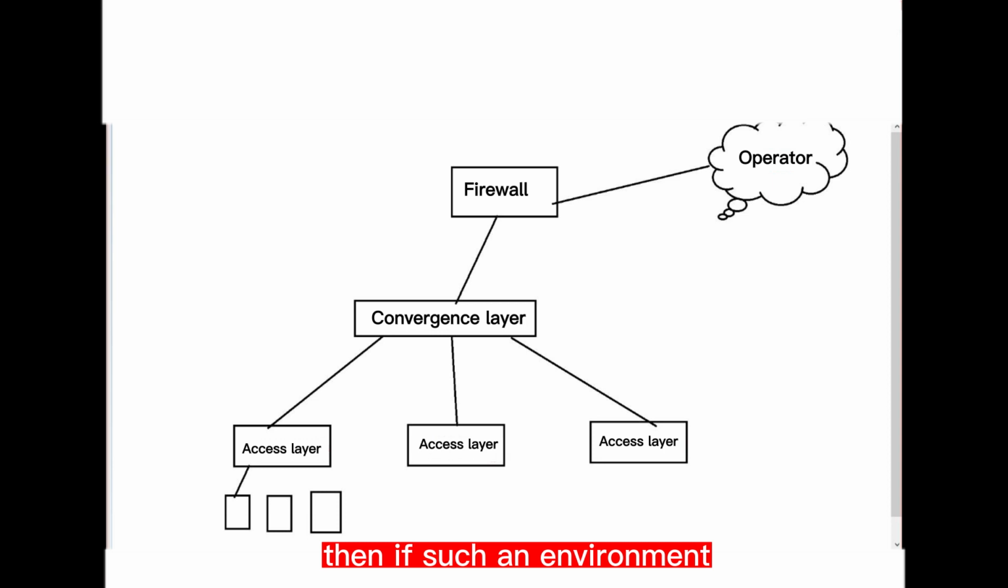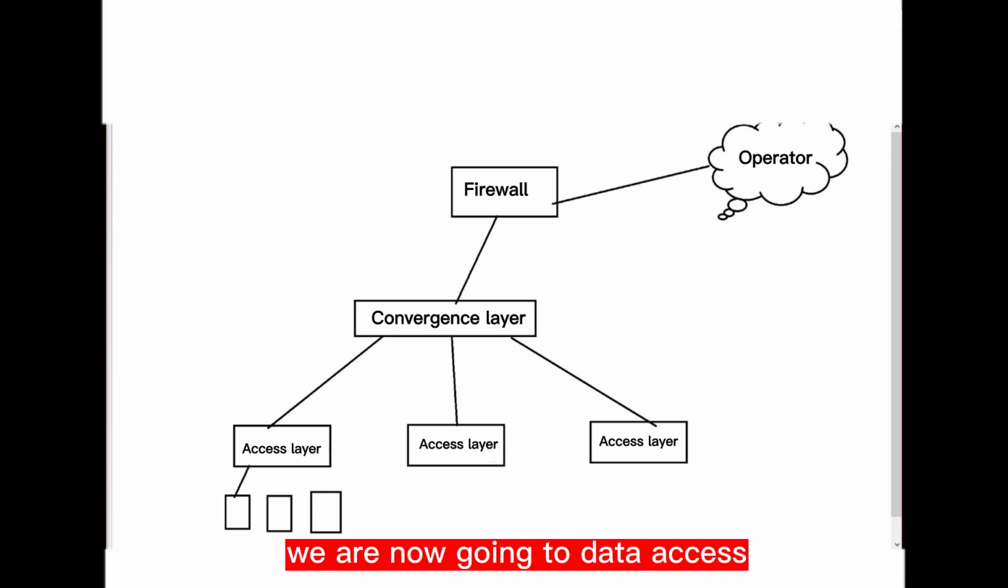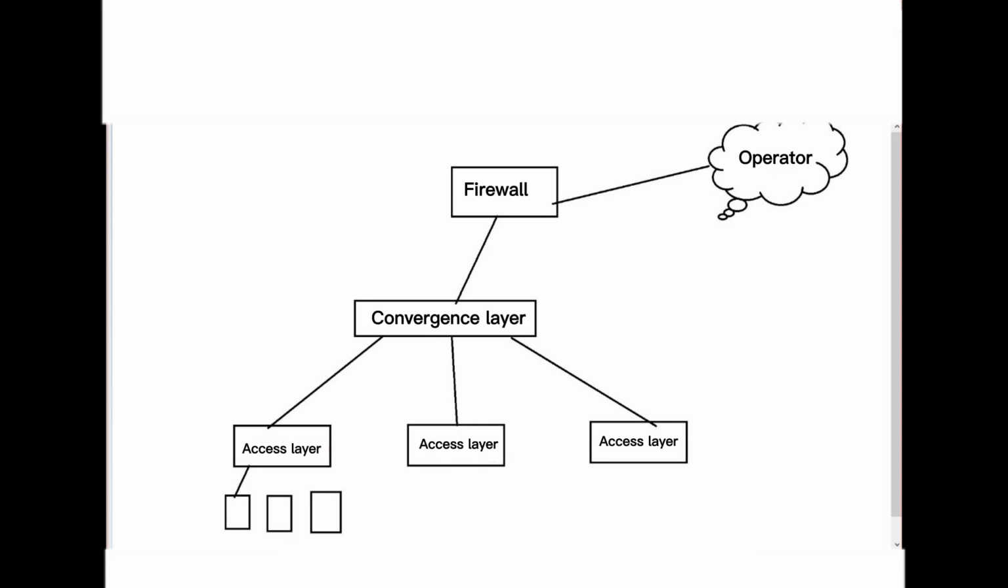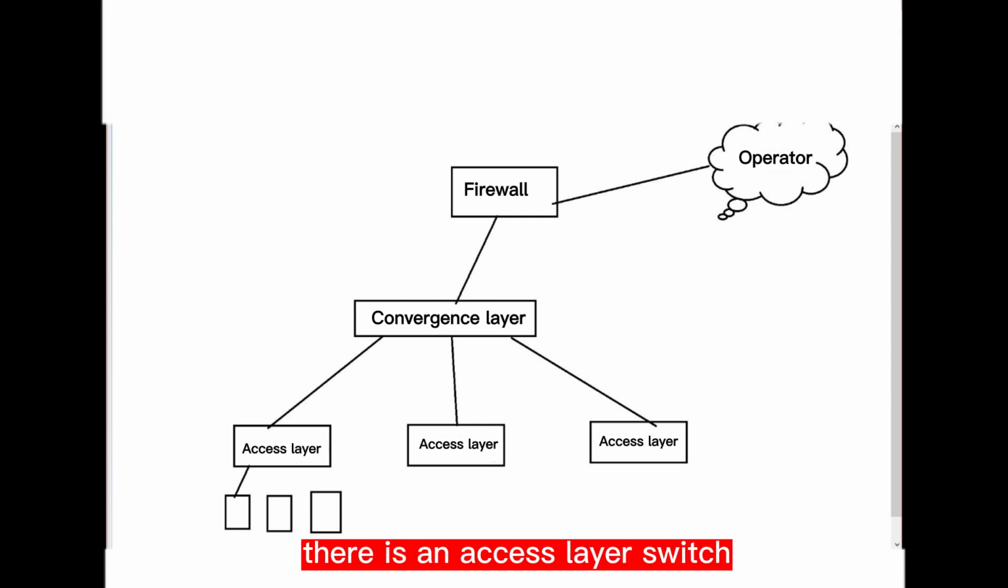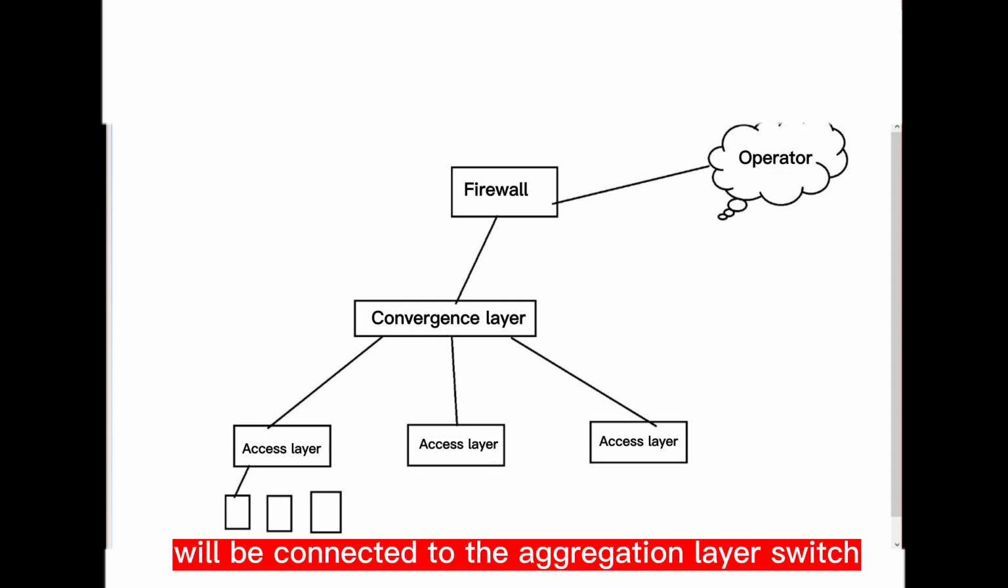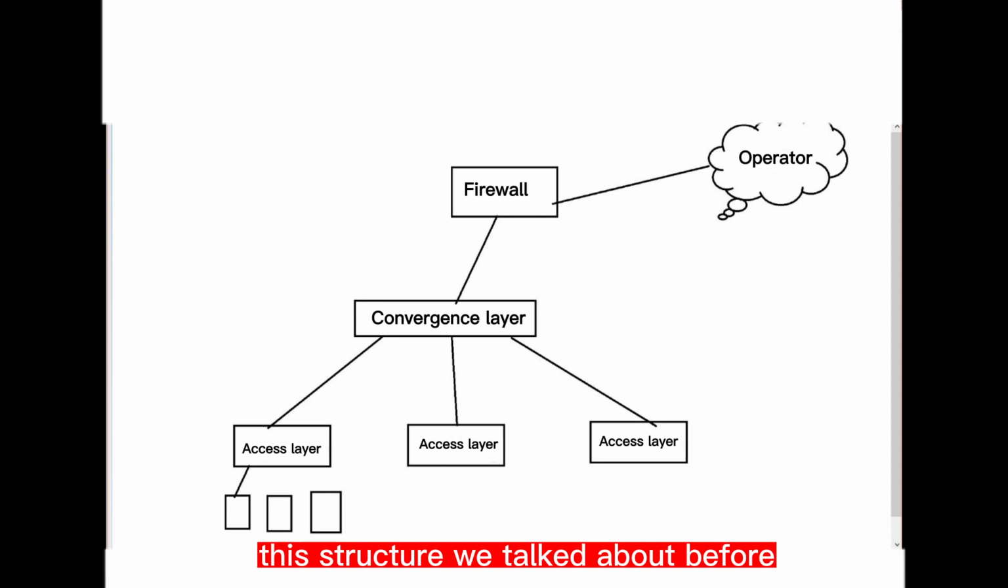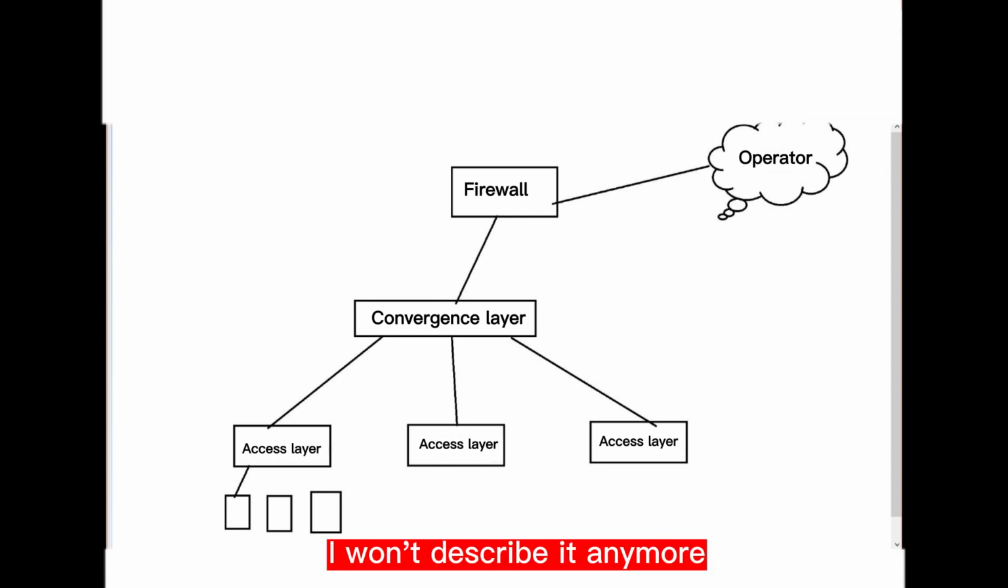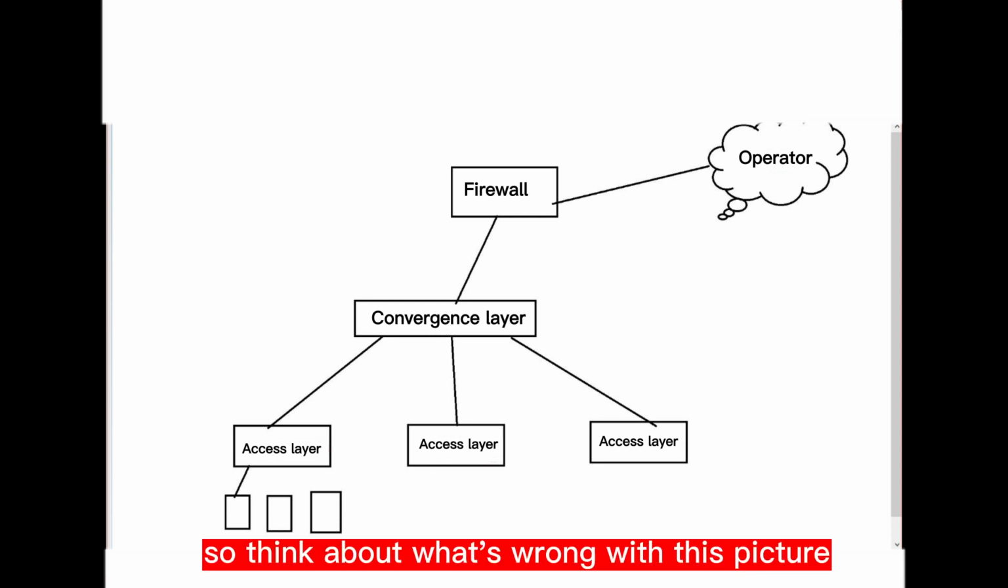Then, in such an environment, this is the operator. We are now going to data access. On each floor there is an access layer switch, which will be connected to the aggregation layer switch. This structure we talked about before, so I won't describe it anymore. So think about what's wrong with this picture.